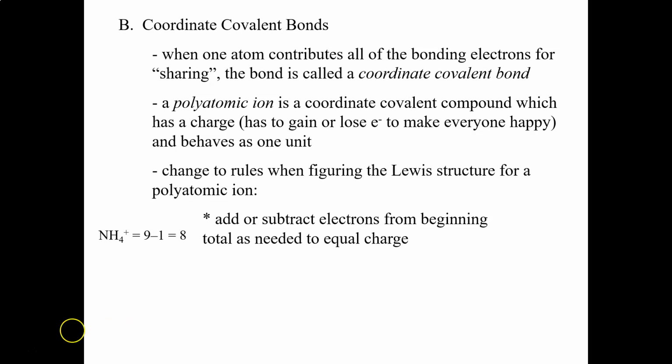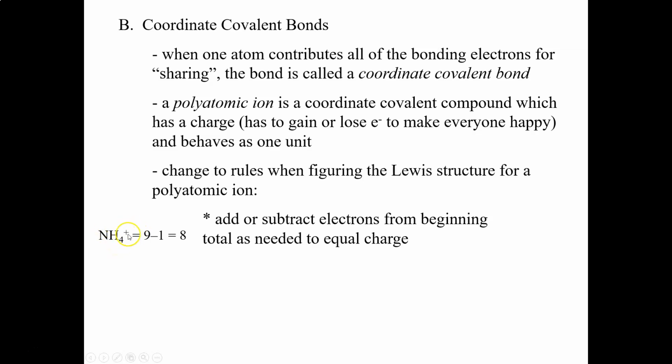So here's an example of this. Let's say that we wanted to draw the Lewis structure for this polyatomic ion, NH4, with a positive 1 charge. If you remember your ions, and hopefully you remember some of them at least, that's called ammonium. So the ammonium ion, NH4 with a positive 1 charge. Let's count up the number of valence electrons that we have here. N is in group 15, so it has 5. H is in group 1, so it has 1, but there's 4 of them. So 5 plus 4 makes 9.